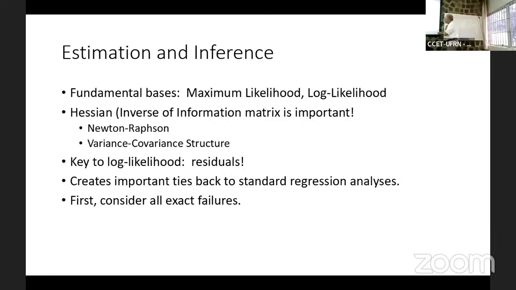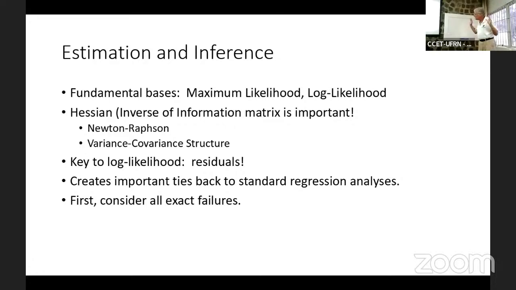But the key to understanding log likelihood, and that's what I want to spend some time on, is seeing that it's really being expressed in terms of these things. I want us to appreciate it. So for the first part of this, I'm going to consider only exact failures because life gets to be more complicated when we have censors. Not much more complicated, but it's not intuitive. Are we okay? Next slide, please.